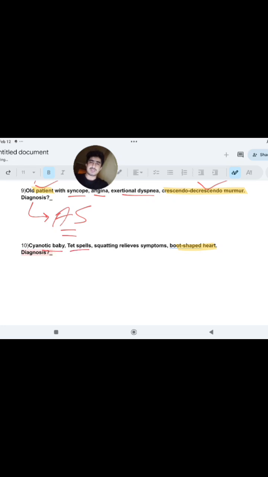टेट स्पेल्स क्या होते हैं? क्या होता है कि जब बच्चा मिल्क करता है या मदर का फीडिंग करता है, ठीक है, या फिर वो क्राई करता है, तो उस दौरान हाइपोक्सिया होने की वजह से बच्चे में क्या हो जाता है, ब्लू पड़ जाता है. ठीक है. तो ये टेट स्पेल्स आते हैं. और स्क्वेटिंग रिलीव्स सिम्टम्स. बच्चे जब स्क्वेटिंग पोजीशन में होते हैं, सिम्टम्स रिलीज हो जाते हैं. और देयर इज द boot shaped heart. It is specific finding in what? Tetralogy of Fallot. ठीक है. So that's all.